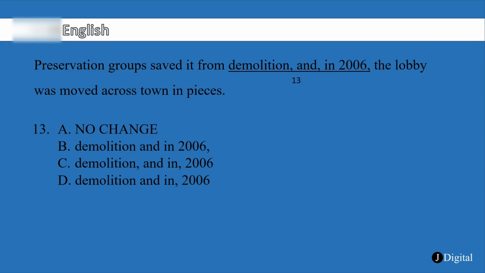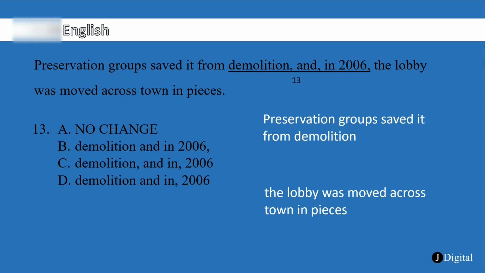So this is our example ACT question here. Preservation groups saved it from demolition, and in 2006, the lobby was moved across town in pieces. So we look at our answer choices. A is always no change. Then we have options of B, C, and D. So for this sentence, we need to figure out independent clauses, any dependent clauses, and then check for non-essential or essential information.